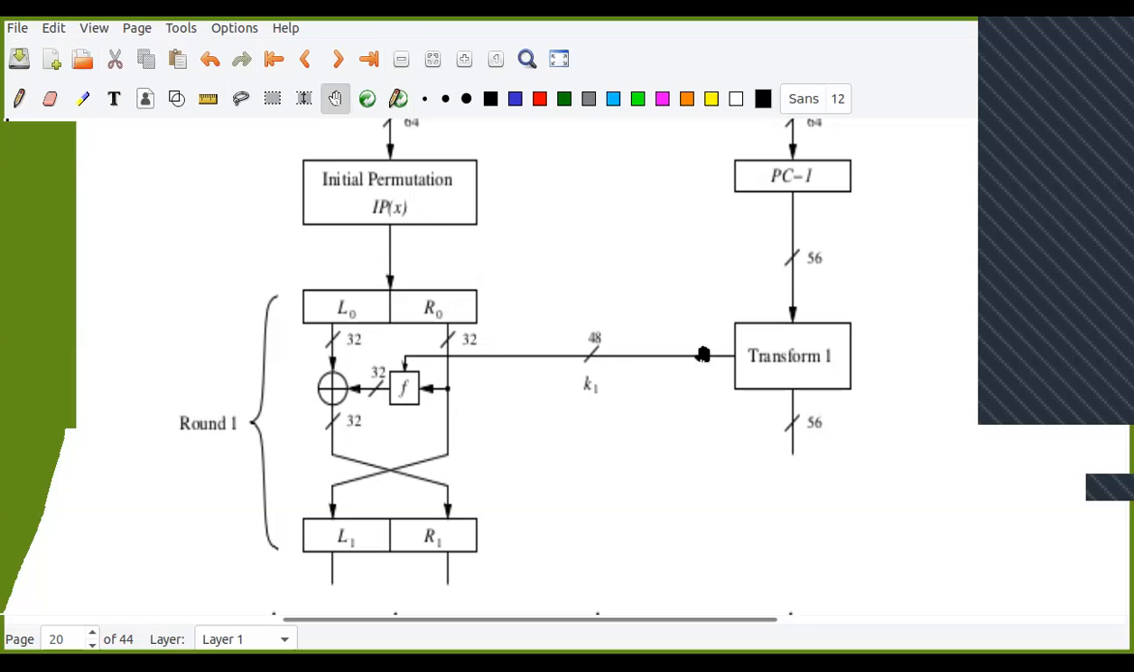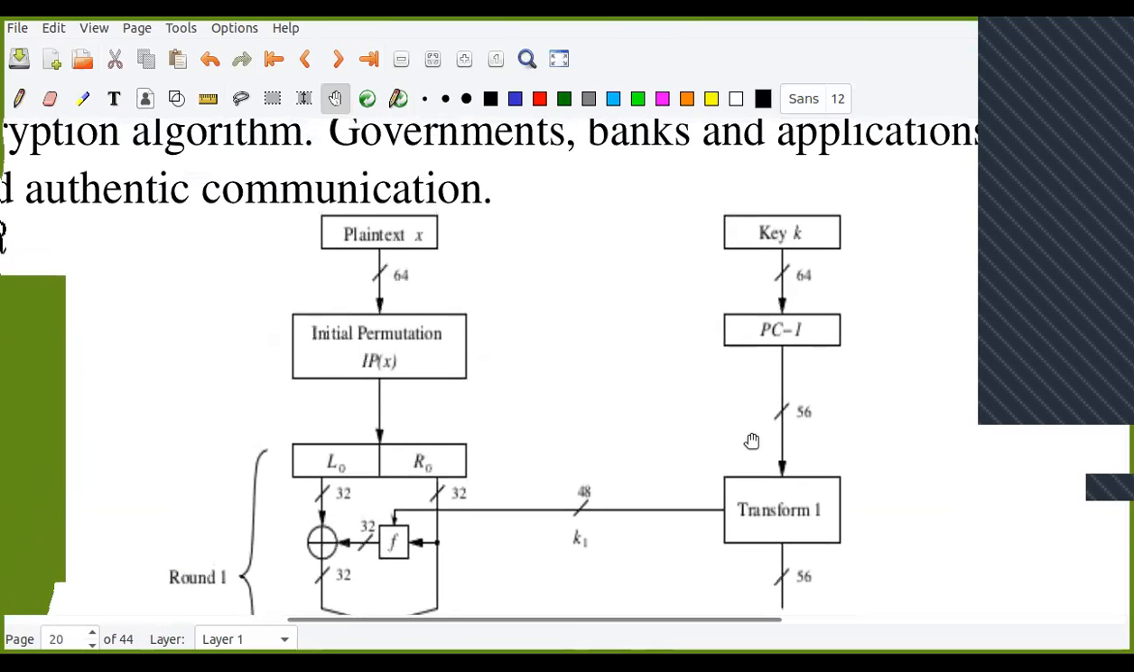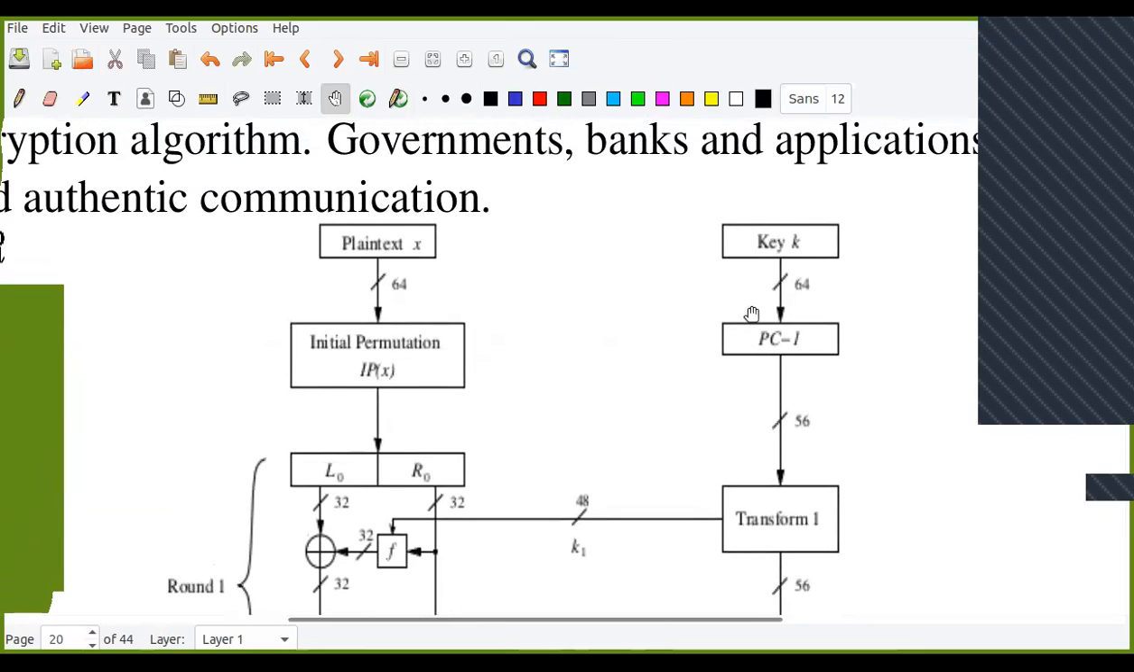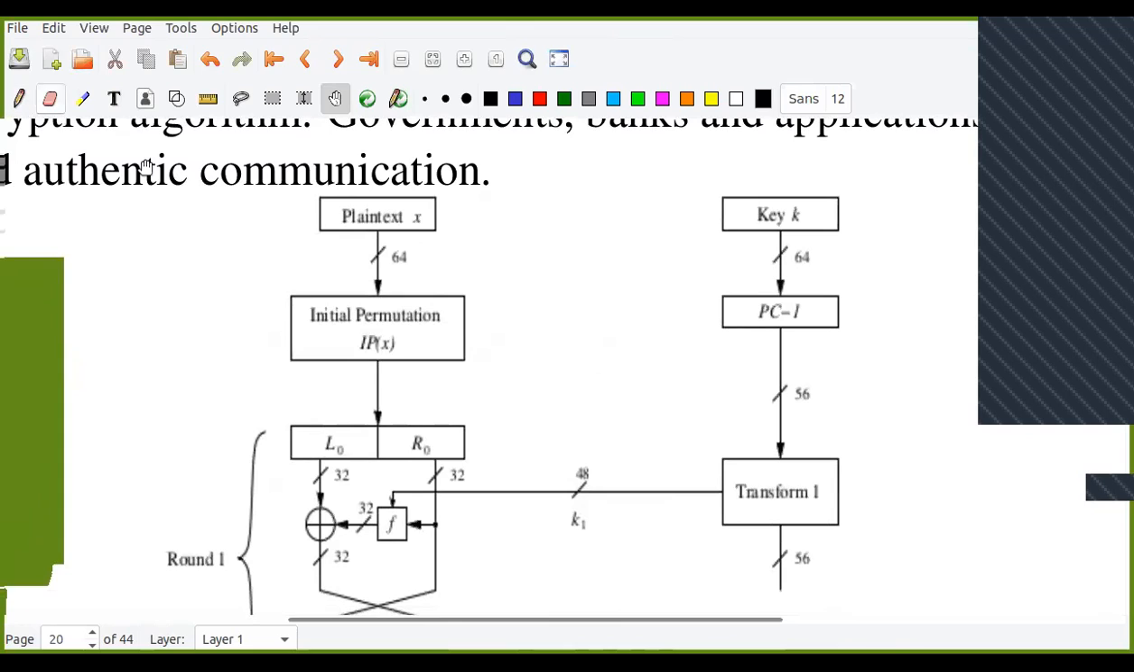While doing it, we need some keys. Now the key also goes through some modifications. We do some transformation to it and it becomes 48 bits, K1 will come. Here also there are some techniques. This 56 is now divided into two parts, 28 and 28. Then afterwards they will do a circular shift, a left shift.